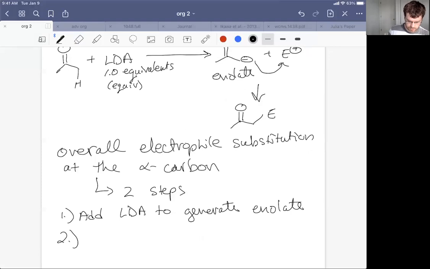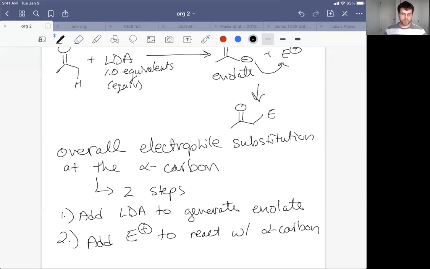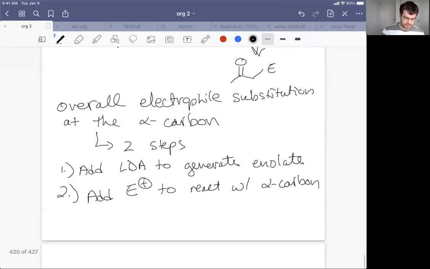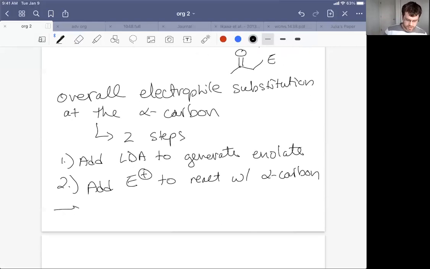And then in step 2, we add our electrophile to react with the alpha carbon. Okay, now what's cool about using LDA is that LDA and its conjugate acid don't typically react as nucleophiles.